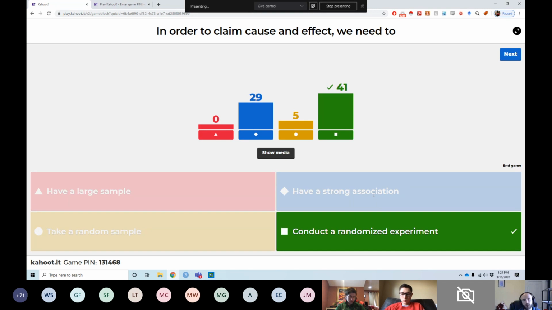Random sampling allows you to generalize back to the population, and randomized assignments or randomized experiments allow you to claim cause and effect. So they're two mostly separate ideas, but when you're working with people, you usually get one or the other. You usually don't get both.